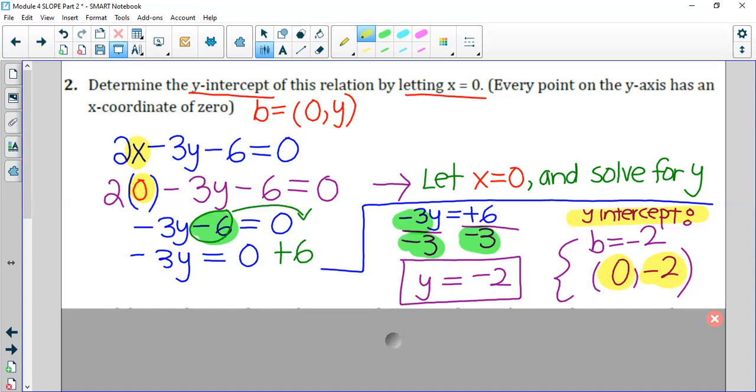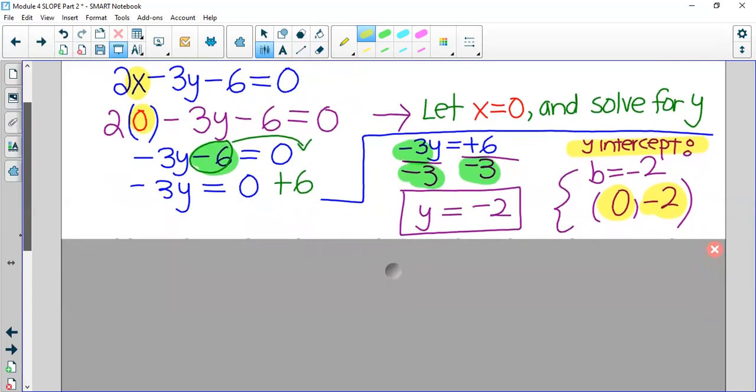So this is the first concept. No matter if you have an equation in standard form, like the equation we have here, or an equation in y-intercept form, you always let x equal 0 in order to solve for the y-intercept.